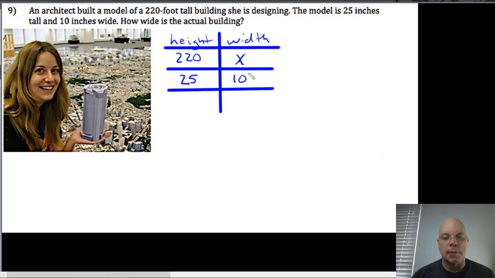And so if we can set up a proportion comparing height to width, and then properly assign the variable to the width of the actual building, then we can just set up a proportion directly from our table, because the proportion looks exactly like the table, 220 over 25 is equal to x over 10. Now we've solved lots of proportions like this, so you can set up an equation using cross products, or maybe you see some other method to identify x. Try to do that during the pause and come back and see how you did.